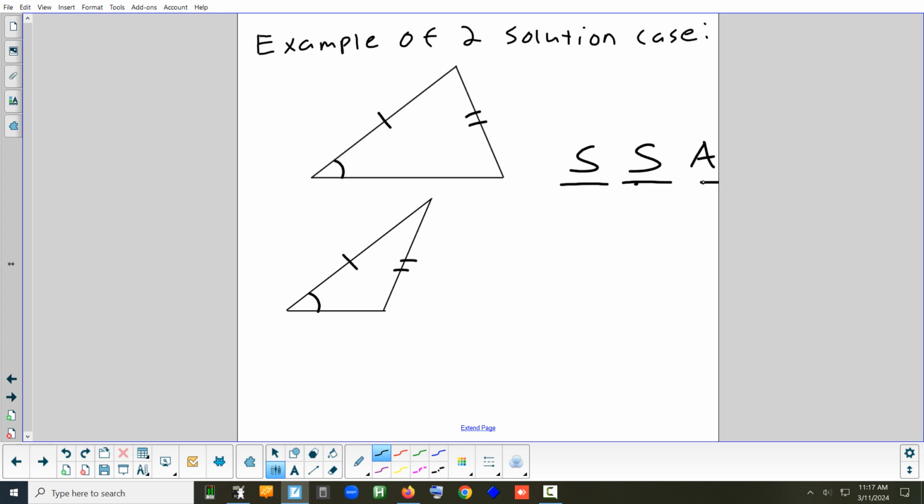Okay. You can't do that with, for example, side, side, side. That's impossible. If I tell you to draw a triangle that has a side length of 3, 4, and 5, everyone's would look exactly the same. You can't draw two different triangles that have all the same sides. That doesn't work. But two sides and an angle, you can.